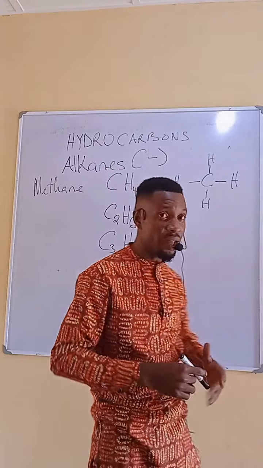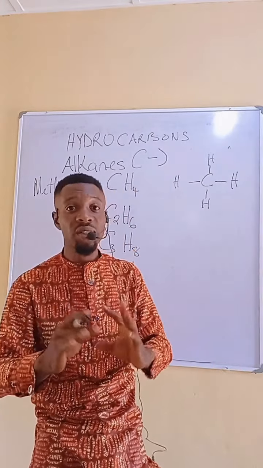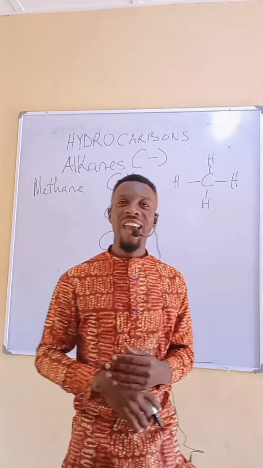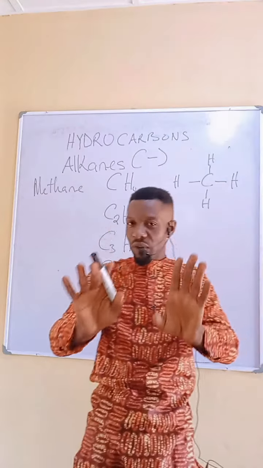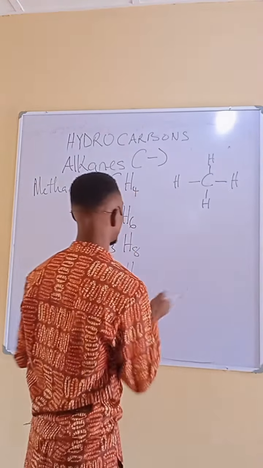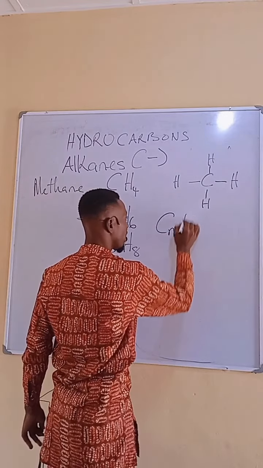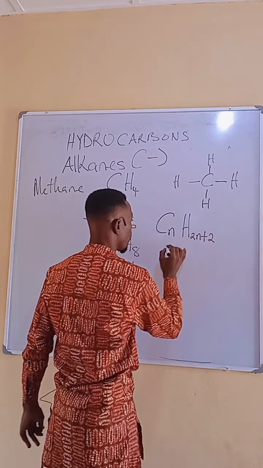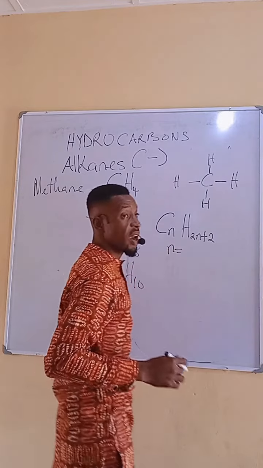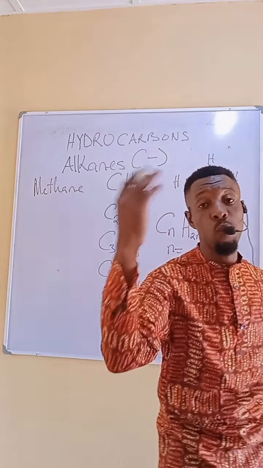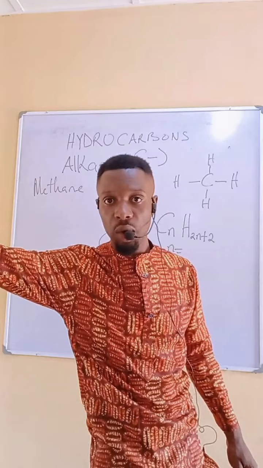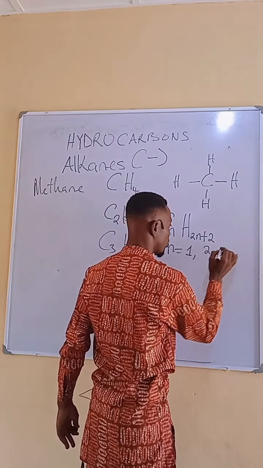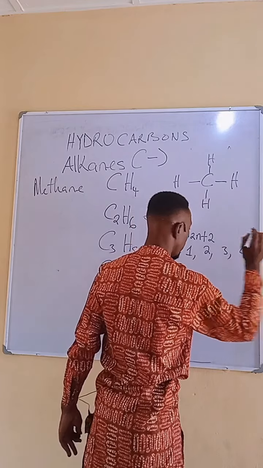Now, you may be wondering, how come I am writing these molecular formulas of the homologous series of alkanes without consulting anything? It's simply because I understand the general molecular formula of alkanes. And that's very simple. The general molecular formula of alkanes is CnH2n+2, where n represents any positive integer beginning from 1 and above. So n can take values such as 1, 2, 3, 4, and on.